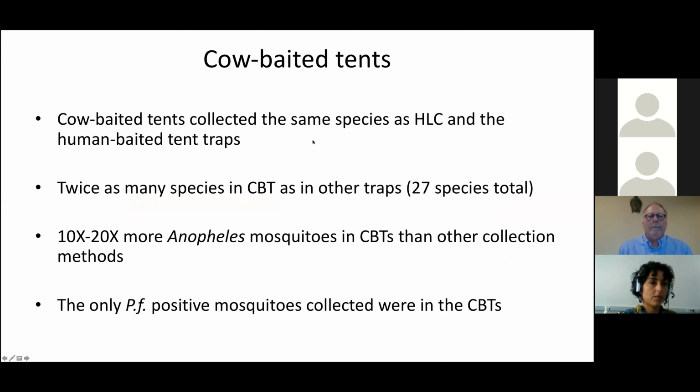So importantly, the cow-baited tents collected the same species as were captured in all of the other trap types. In fact, about twice as many species, 27 species total across this short study, and collected 10 to 20 times more Anopheles mosquitoes than the other collection methods. Additionally, the only falciparum positive mosquitoes that we had collected were collected in the cow-baited tents. So moving forward, we decided that we would use these cow-baited tents as an effective alternative to human landing collection because we needed to screen thousands of mosquitoes to get the infected ones that we were interested in.